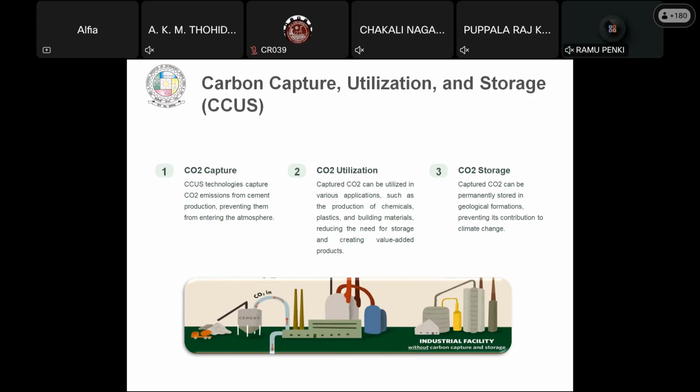This process basically involves the separation and capture of CO2 from the emission source. That can be your cement industry, power industry, or any other industrial facility. This captured carbon dioxide can be utilized in the production of chemicals, plastic, and along with that, it is used in the enhanced oil recovery process and cultivation of algae for biofuels or bioproducts. And whatever CO2 remains, we can store in a geological formation such as deep saline aquifers, depleted oil and gas reservoirs, or unmineable coal seams. There we can store this.